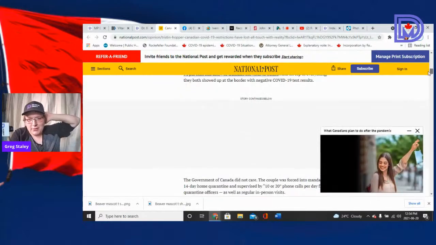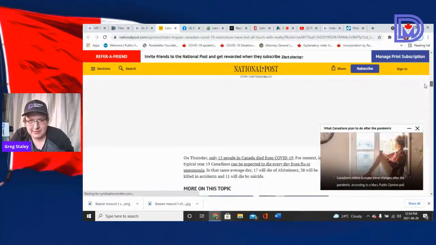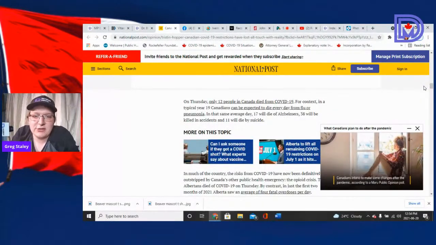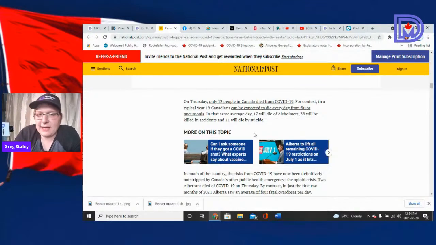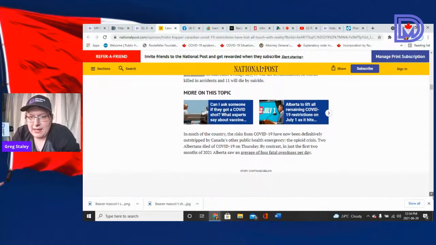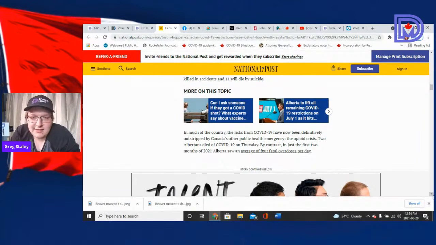So, we're going to jump down here. "On Thursday, only 12 people in Canada died from COVID-19. For context, in a typical year, 19 Canadians can be expected to die every day from flu or pneumonia. In the same average day, 17 will die from Alzheimer's, 38 will be killed in accidents, and 11 will die by suicide. In much of the country, the risks from COVID-19 have now been definitively outstripped by Canada's other public health emergency, the opioid crisis.